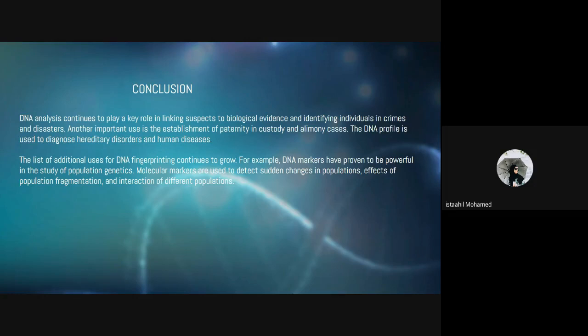For example, DNA markers have proven to be powerful in the study of population genetics. Molecular markers are also used to detect sudden changes in population, the effect of population fragmentation, and interaction of different populations.